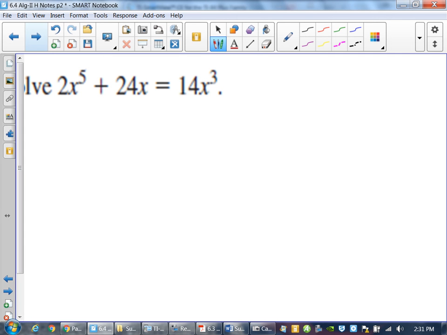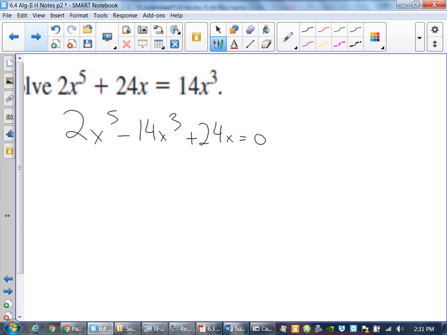So, whenever you start with these things, since you know they're going to have something that's equal to 0, why not move it as you're writing the problem down? Okay. So as I'm writing this down, I'm going to put this in descending order. I'm going to get 2x to the 5th minus 14x cubed plus 24x is 0.